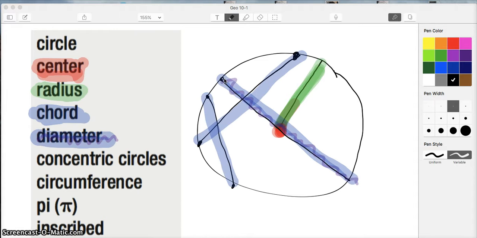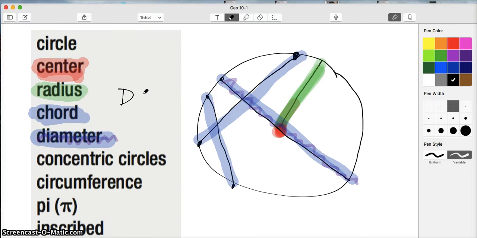The diameter is a special chord that connects 2 points on the circle, but it passes through the center of the circle. So even though both of these are blue, notice that the diameter is highlighted with some wiggly lines and some extra stuff. Anything that connects 2 points on the circle is a chord, but if it goes straight through the center, it is a diameter.